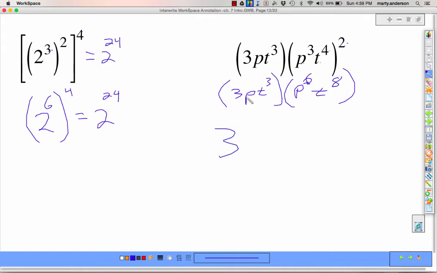Now I can go and multiply in any order. So I have a 3. I have 1 p and 6 more p's. Multiplying things with the same base, add the exponents. Multiplying things with the same base, add the exponents. T to the 11th. There we go.